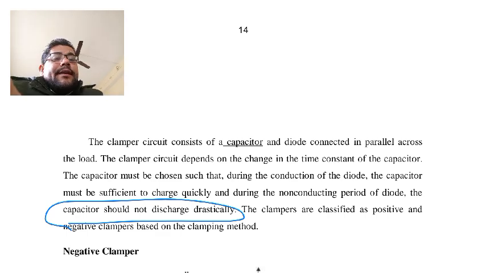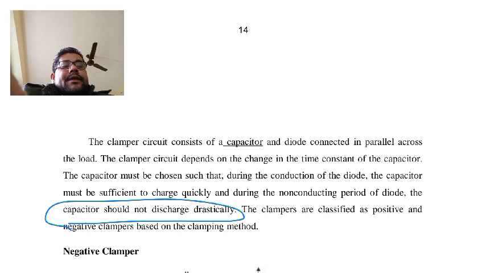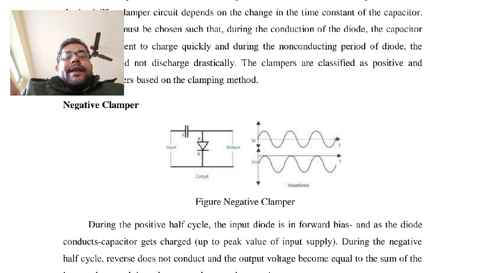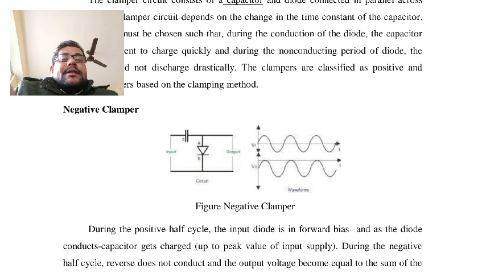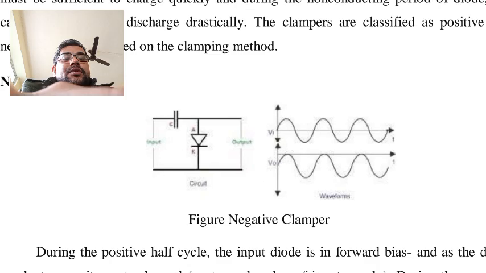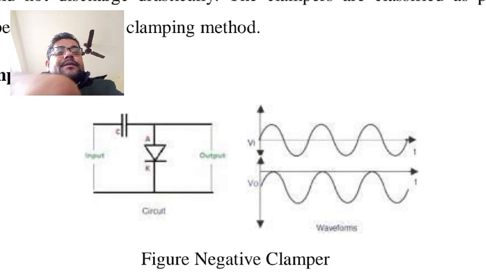The clampers are classified as positive and negative clampers based on the clamping method. So next we will see the negative clampers. This is the diagram shown here. This is the negative clamper.